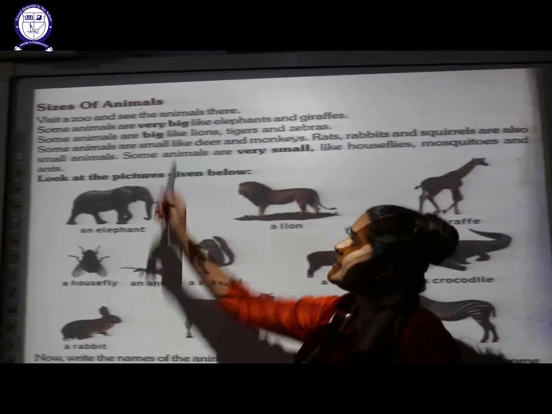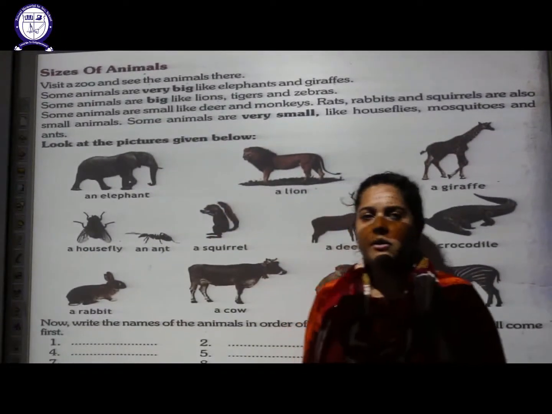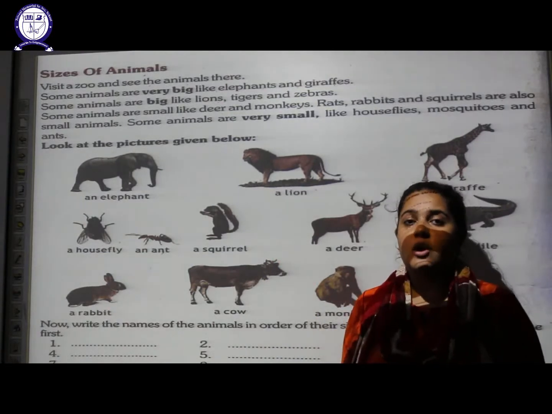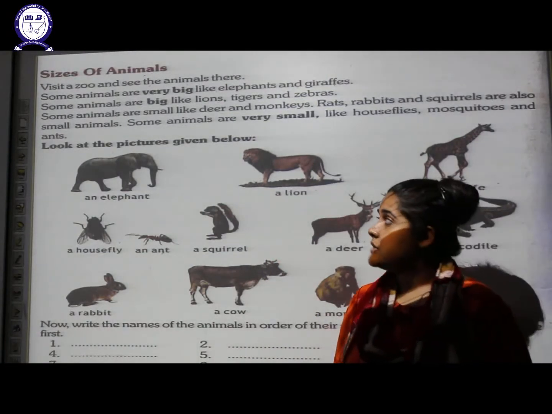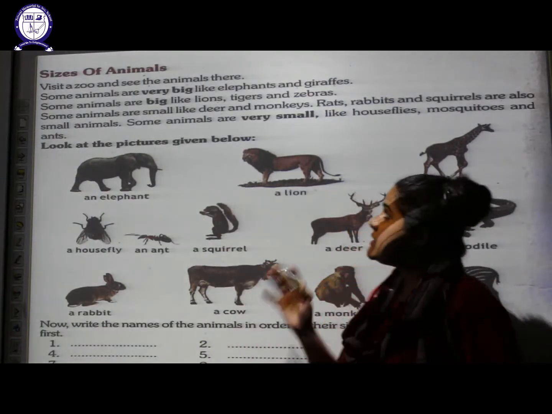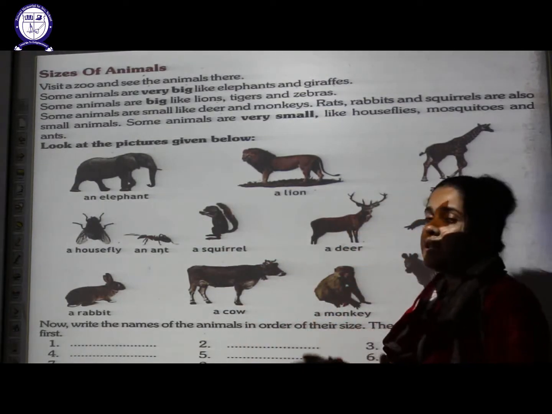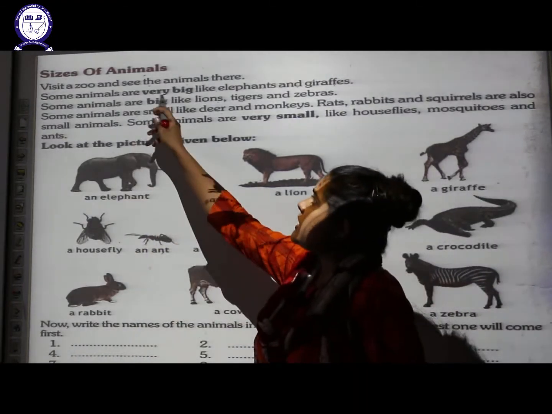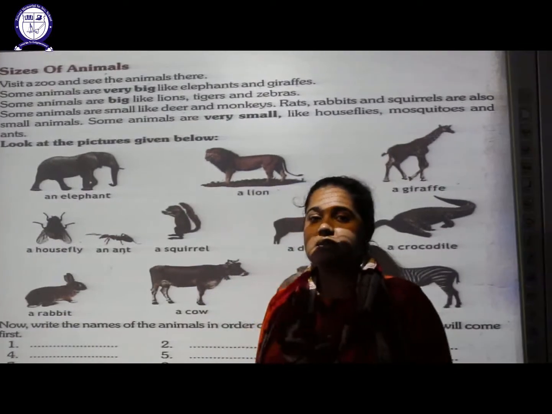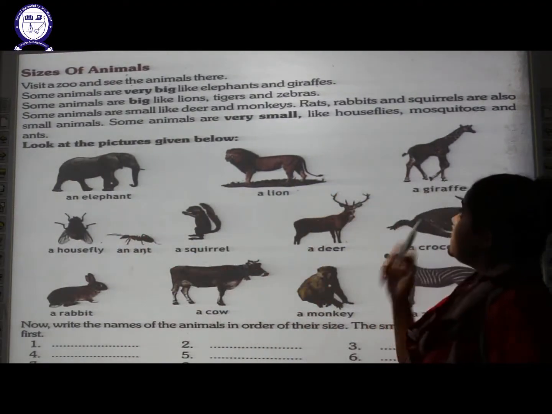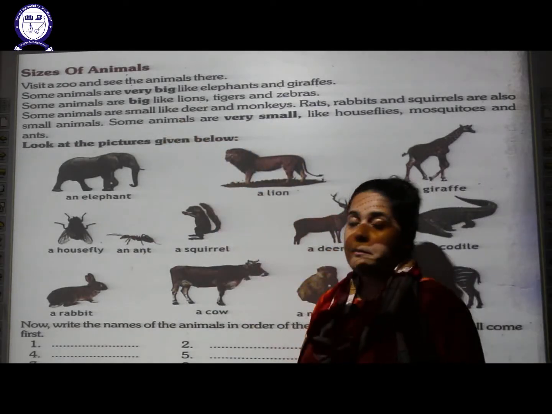The next topic is the size of animals. Have you ever noticed, students, that the size of different animals is different? All the animals are not of the same size. As you have visited a zoo sometime, you might have seen that you can classify animals on the basis of their sizes. There are certain animals which are considered very big. Their size is very big. An example of that is the elephant and the giraffe. They are considered very big animals.